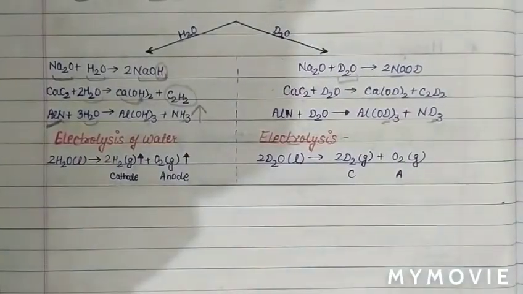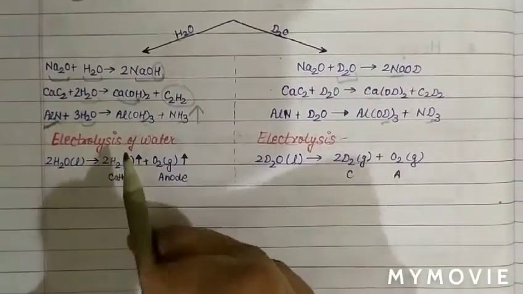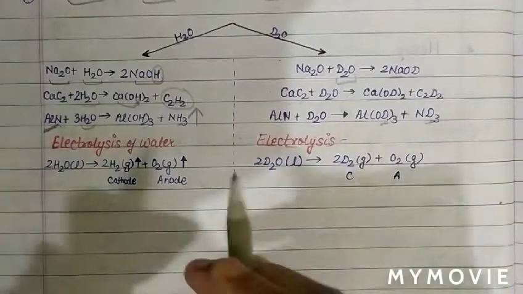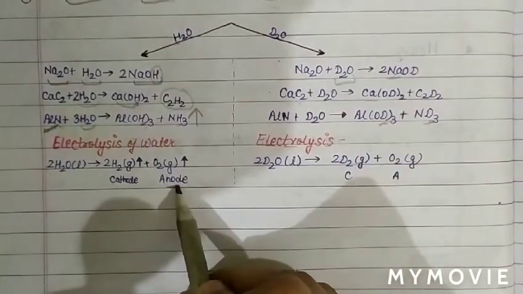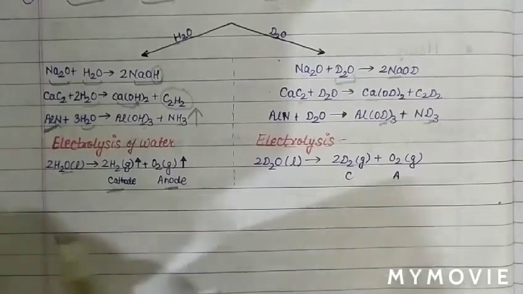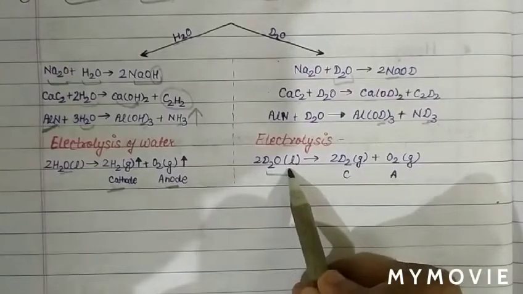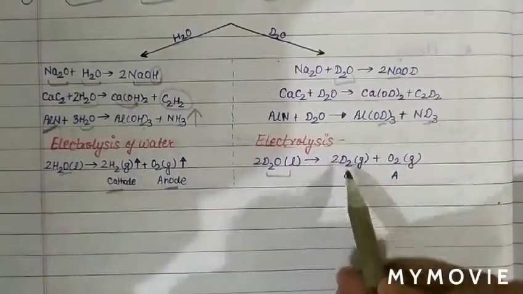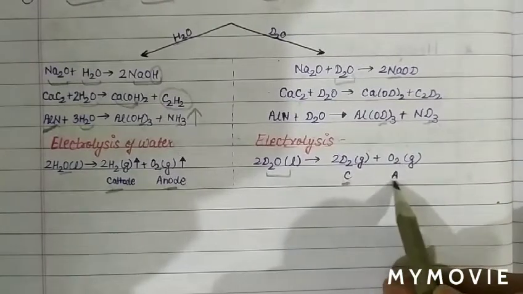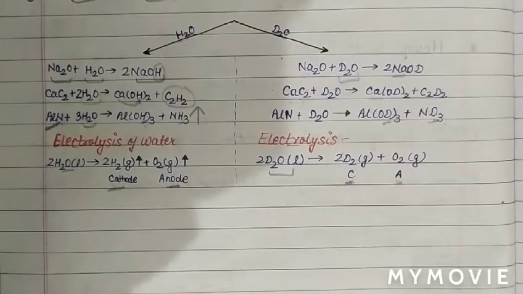So these are the reactions with water and heavy water. When there is electrolysis of water, O2 gas is obtained at the anode and hydrogen is obtained at the cathode. In the same way, in the electrolysis of heavy water, D2 is obtained at the cathode and O2 is obtained at the anode. So this is all about heavy water, D2O.